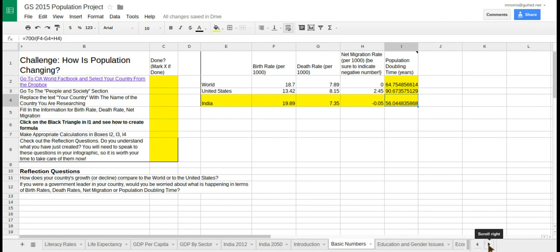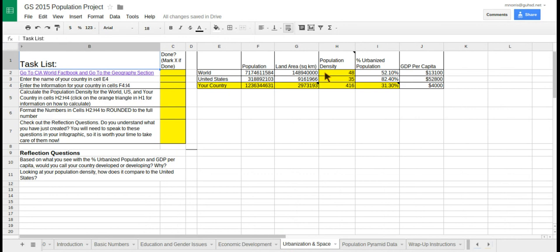The second place where you did some formulas that we graded was in your urbanization and space. And what we looked at was your population density. And remember, your density is going to be your population divided by your land area. So your population would be the F column, and your area is the G column. So if I go up to the formulas, I should expect to see something like this, rather than a number typed in. Make sure they're all there.